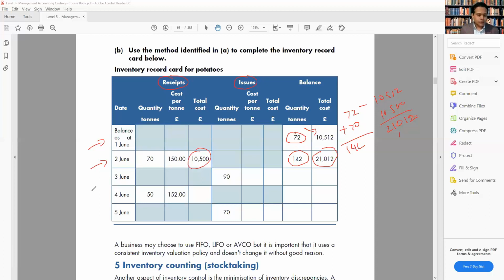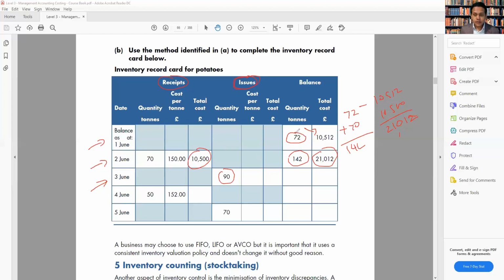Now on 3rd of June, there is an issue. On 3rd of June, we issue 90. We issue 90 by using the formula FIFO. So this 90 I'm going to issue from 142 units. Now the question is, the first batch we have 72, so I'm going to use this 72 first, and anything remaining I'll choose from the next lot.